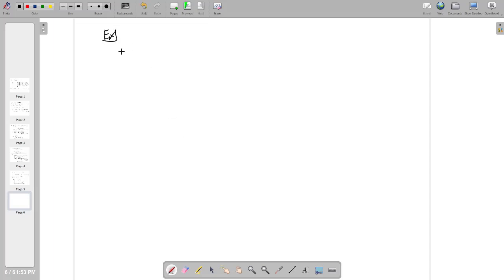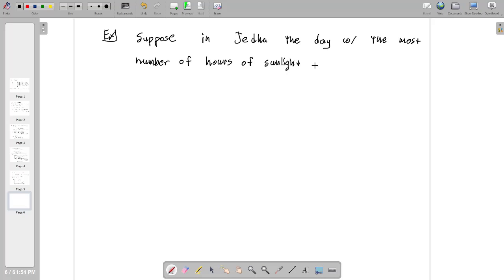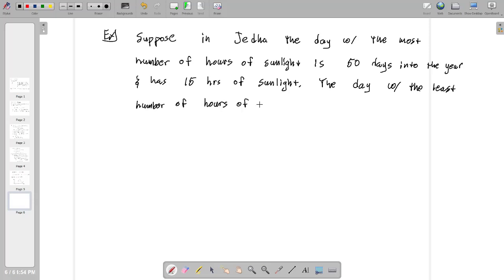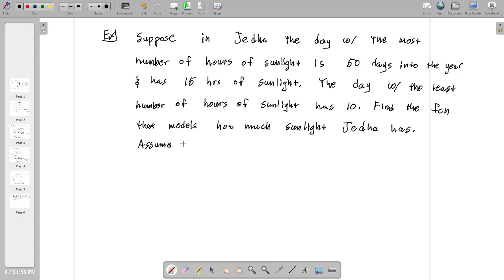Let's do another example here. I had to take a little bit of creative liberty here. Suppose in Jeddah, the day with the most hours of sunlight is 50 days into the year and it has 15 hours of sunlight. The day with the least number of hours of sunlight has 10. Find the function that models how much sunlight Jeddah has. Assume 1 year on the planet is 300 days.